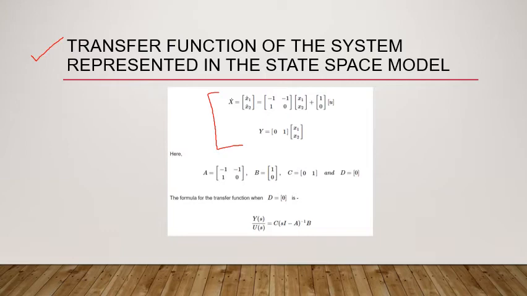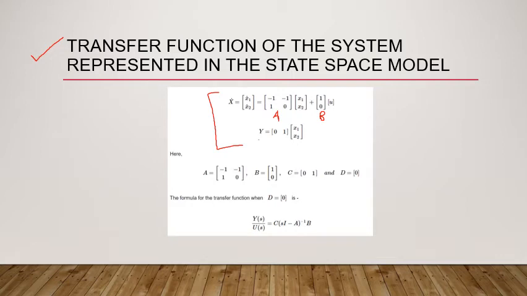If we compare this particular model with the standard model, we can get the values of the matrices. This is representing A. Then we get the value of matrix B, because we know x dot is equal to Ax plus Bu.